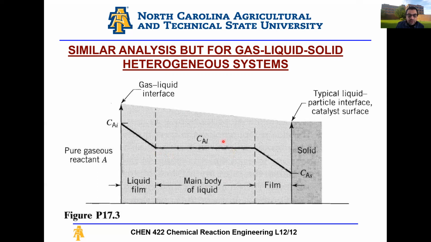If you find out that the main body of liquid, this mass transfer resistance here, is the one actually controlling the process, and this is because the liquid is very viscous, then yeah, you can design your system so that maybe you're gonna add an additive to reduce the viscosity of your main body of liquid so that mass transfer is much higher.